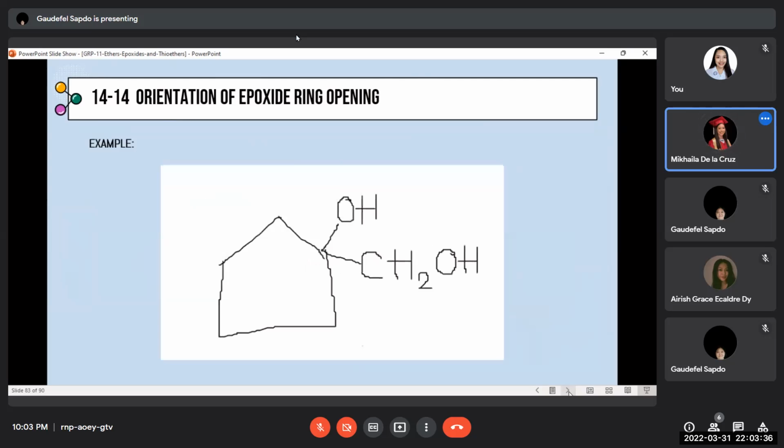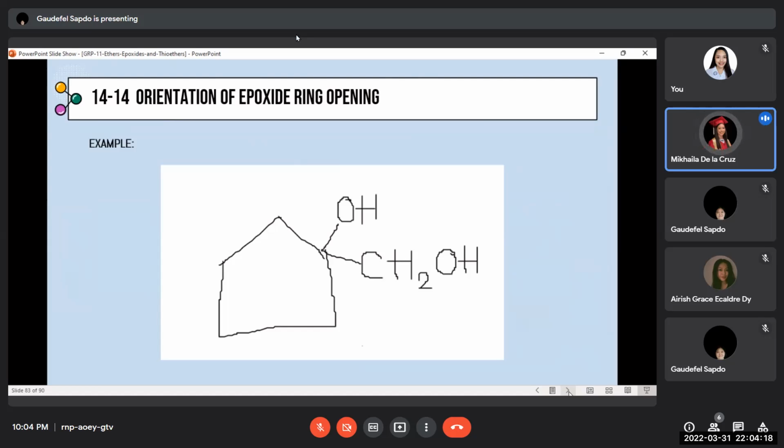So, next please. So this will now be our expected product. So remember, in base catalyzed epoxide opening, the reactant attacks the less hindered position regardless of whether there is a tertiary site. Unlike in acid earlier, when there is a tertiary site, the reactant attacks the tertiary. Here, even if there is a tertiary, it attacks the less hindered position.